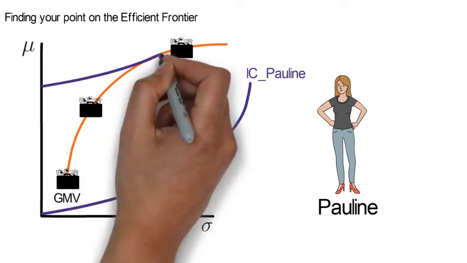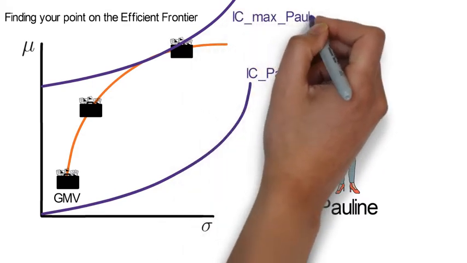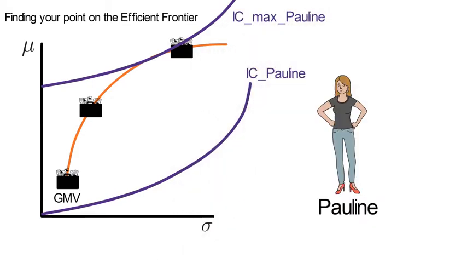Pauline maximizes her mean variance expected utility if her indifference curve is as far up northwest as possible. The largest possible expected return risk combination that Pauline could reach is if her indifference curve touches the efficient frontier.